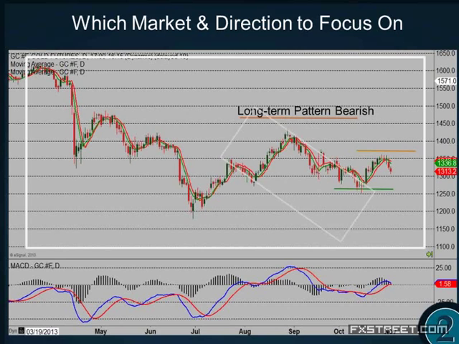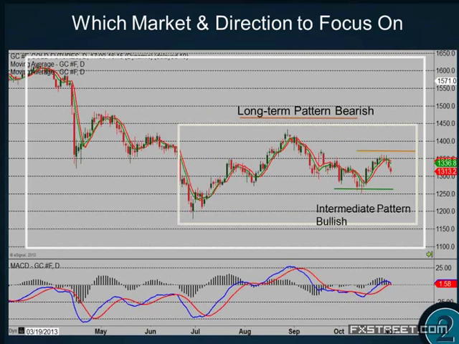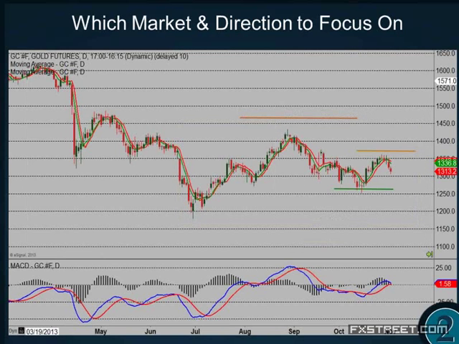Here's my intermediate-term pattern. The intermediate-term pattern is bullish. Why is the intermediate-term pattern bullish? Because it's above that risk tolerance threshold level. How about my short-term pattern? Here's my short-term pattern. My short-term pattern happens to be bearish because I'm below that risk tolerance threshold level, right? So what do you have? How do you break this guy down? You've got two patterns bearish, one pattern bullish, right? A lot easier way to keep track of that.